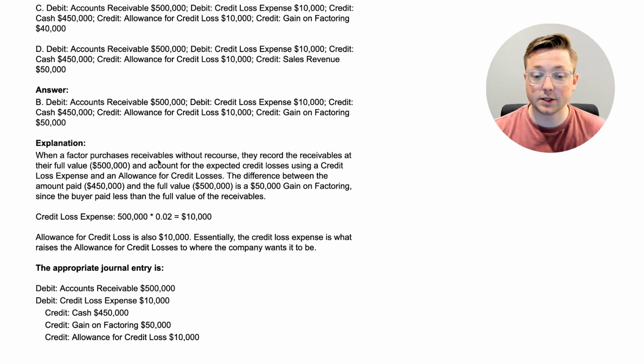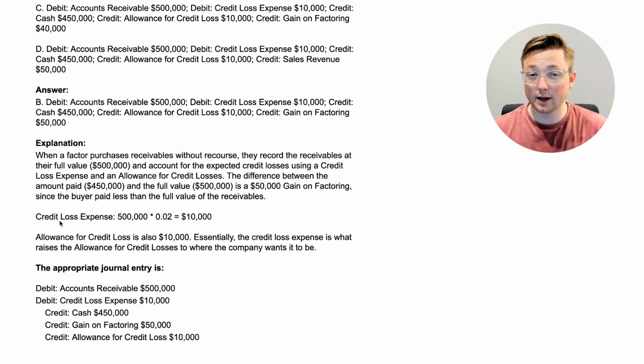When a factor purchases receivables without recourse, they record the receivables at their full value. So the factor is taking on the full $500,000 there. And they account for the expected credit losses using a credit loss expense and an allowance for credit losses. And we'll talk about that in a second. The difference between the amount paid, so they paid $450,000, and the full value, the $500,000, is a gain on factoring because they paid $450,000, but they got $500,000 of receivables. So that's a $50,000 gain right there. That's why there's a gain on factoring, since the buyer paid less than the full value of the receivables.